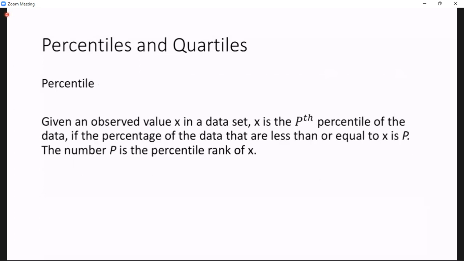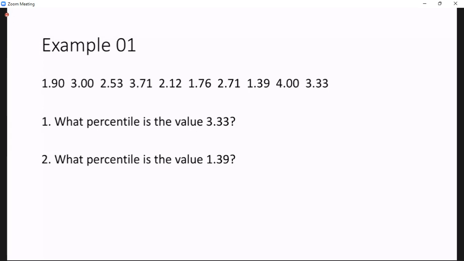Right. Now, relative position of data can be found as percentiles and quartiles. Okay, percentiles and quartiles, two different things. Percentile means, given an observed value x in a data set, x is the p percentile of the data if the percentage of the data that are less than or equal to x is p. The number p is the percentile rank of x. You didn't understand anything, no? Okay, I will explain it.